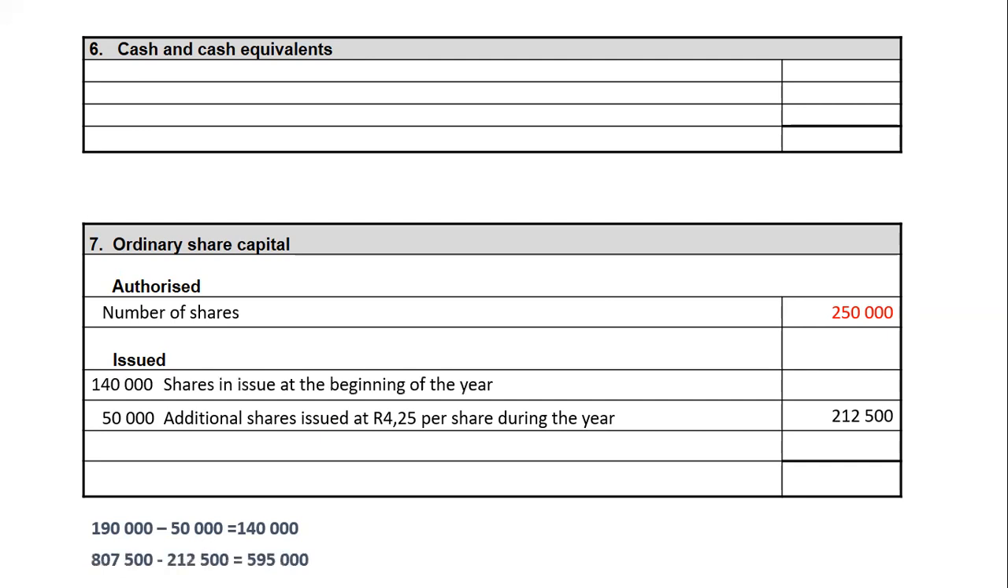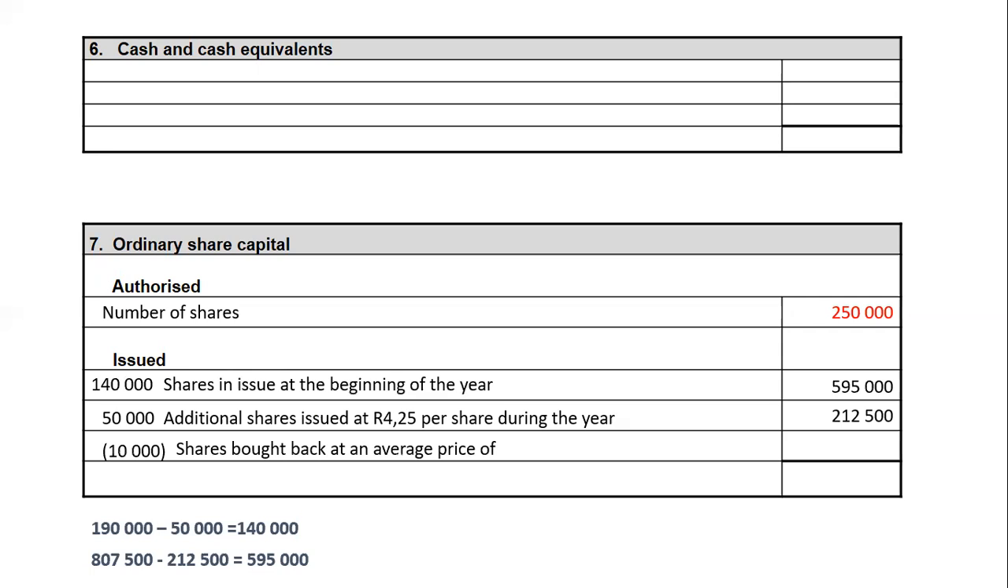And our share capital will be the 807,500 minus the 212,500. It will give me my share capital at the beginning of the year, which is 595,000. Now, the shares that were bought back were 10,000. I need to record them at the average price per share. How do I get this average price per share? You simply take the share capital that you have as at the date you bought back the shares and the number of shares that were issued as at the date that you bought the shares.